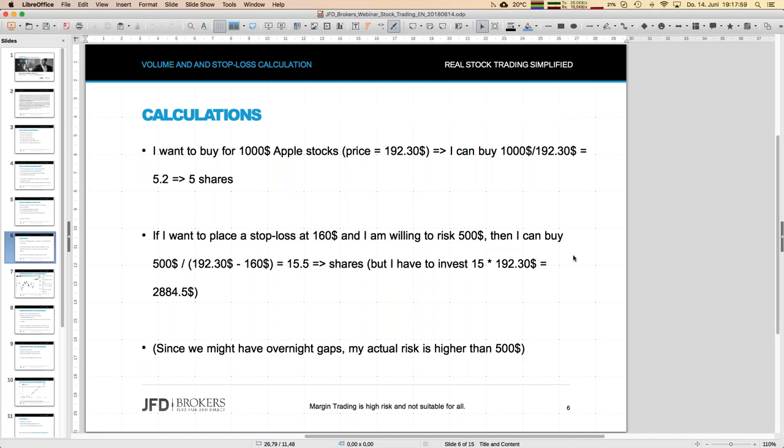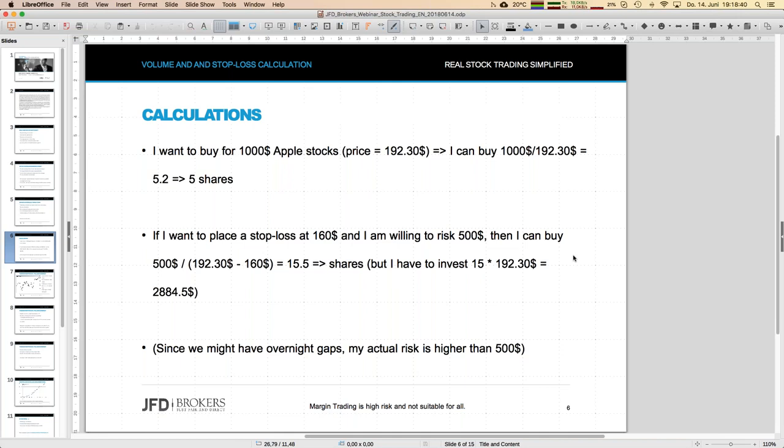But now we are traders, and as traders, we know we can place stop losses as well. So if I want to buy Apple stocks and I have in mind, okay, I want to place my stop loss at 160 and I'm willing to risk in total 500 euro. So that means when the price goes down from 192 to $160, I want to risk $500. That is the overall risk I'm willing to accept.